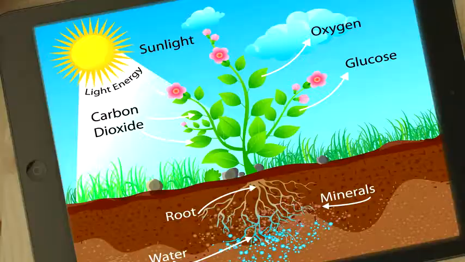Not all endothermic reactions absorb energy as heat. Some absorb energy as light. Photosynthesis is an example of one of the most important series of light-absorbing endothermic reactions on Earth.